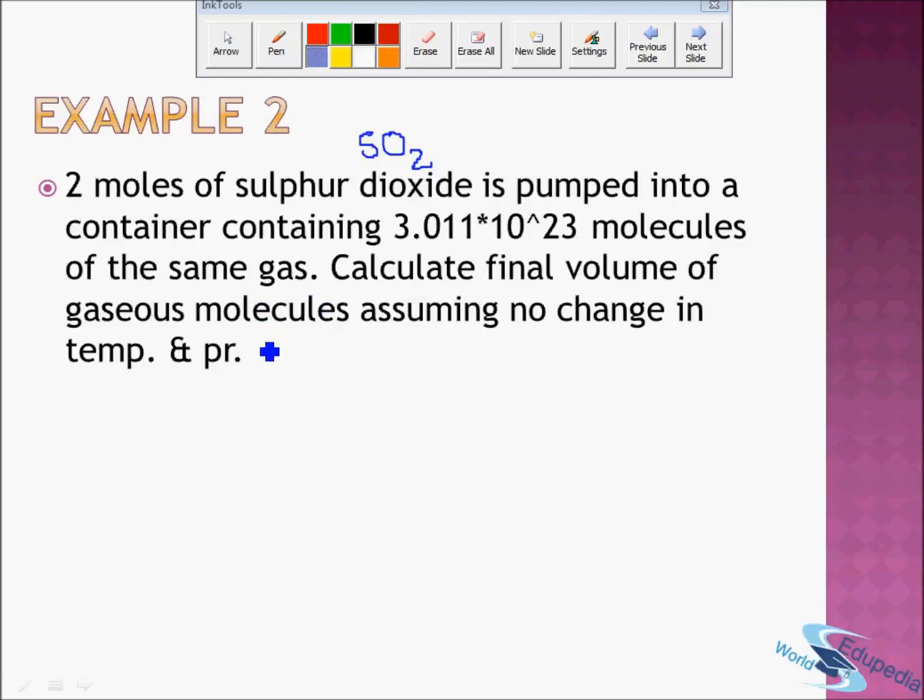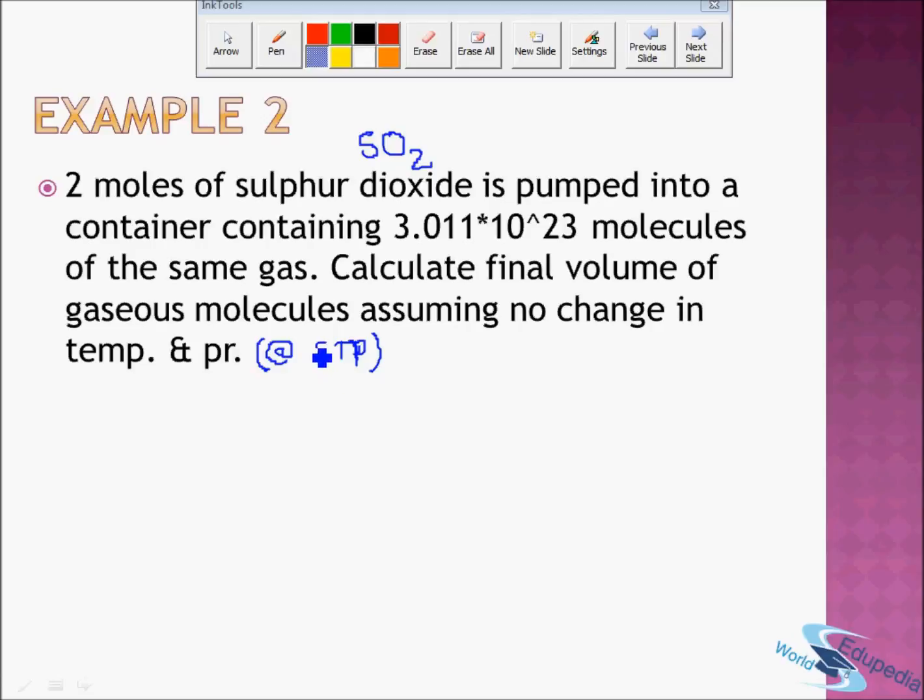Alright, actually this question will be incomplete. You have to assume here that the temperature and pressure maintained, okay, is at STP. Otherwise, if temperature and pressure is not given, we cannot calculate volume. So let's assume that temperature and pressure in the question is at STP. Sometimes this happens. In the question, they have mentioned that assuming no change in temperature and pressure, but they have forgotten to write STP or NTP.